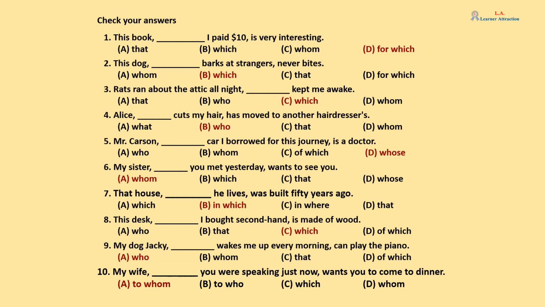Question number 9. A. Who? My dog Jackie, who wakes me up every morning, can play the piano. Question number 10. A. To whom? My wife, to whom you were speaking just now, wants you to come to dinner.